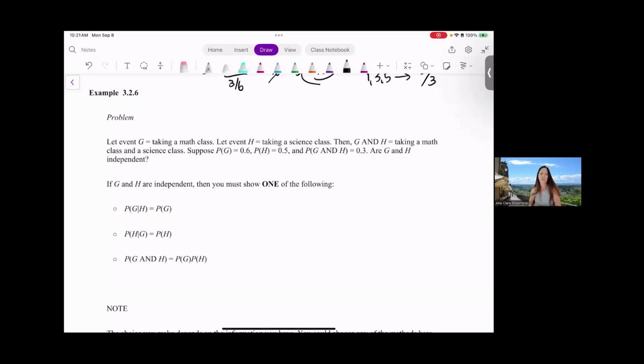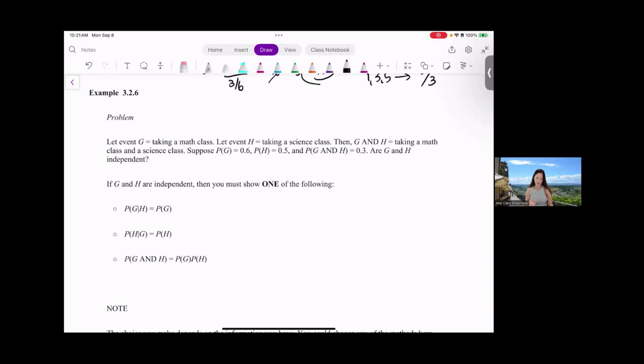We are focusing on probability. We're focusing on independence and mutually exclusive and conditional probabilities right now. We are looking at the event G, taking a math class, and the event H, taking a science class. G and H means that you're taking both a math and a science class, and we're given some probabilities. The probability of G is 0.6, the probability of H is 0.5, and the probability of G and H is 0.3. Are they independent? If they're independent, then one of the following has to be true.